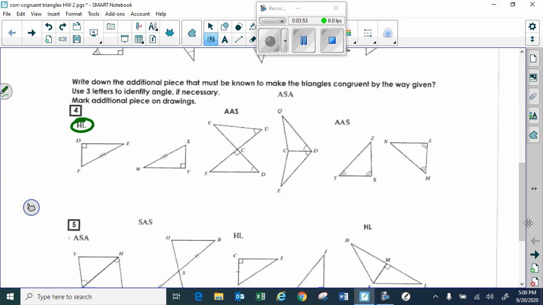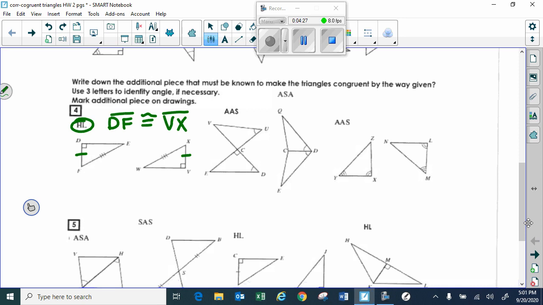So it says, write down the additional piece I need. Well, obviously I have the hypotenuse, I need one of the legs. So an additional piece would be segment DF is congruent to segment VX. Okay, and then notice it says mark the additional piece. So you have to write down what the additional piece is, and I must mark it on the drawing, both, not one or the other, both. And therefore, I followed directions correctly.